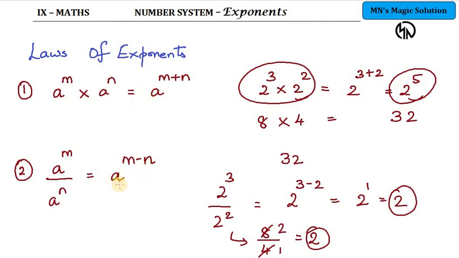So these two exponent laws, what is it? Bases are the same, and if it is a multiplication, then you put the same base and add up the powers. If in case it's a division with the same bases, you put the same base and subtract the powers. And these laws are true for negative exponents as well as fractional exponents. So let us see how it is true for negative and fractional exponents.